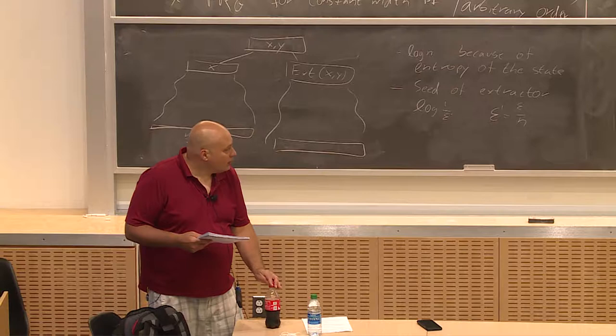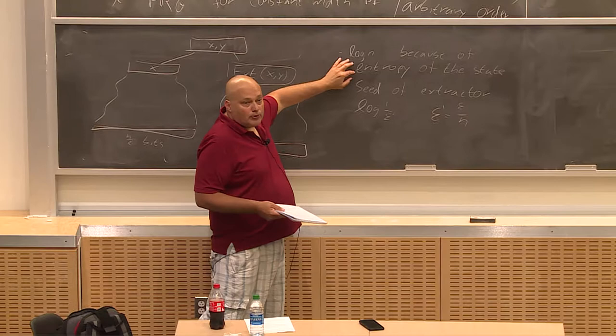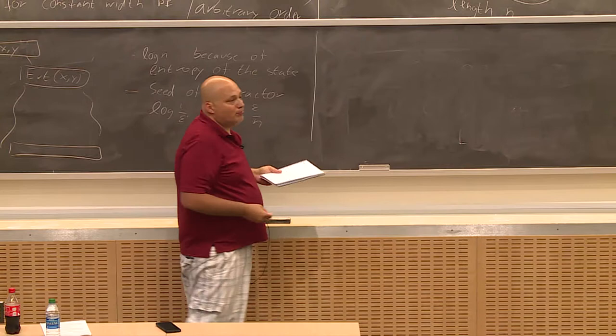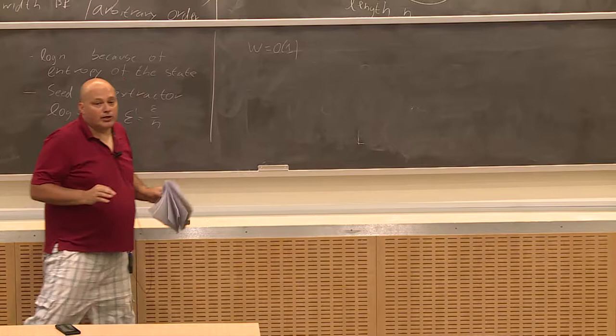So we need to get rid of the two kinds of losses. First, the loss that has to do with the entropy of the state. One thing is that this loss is not too bad if we are only thinking about W, which is constant. For W of order 1, this loss doesn't bother us too much. It's just a constant.